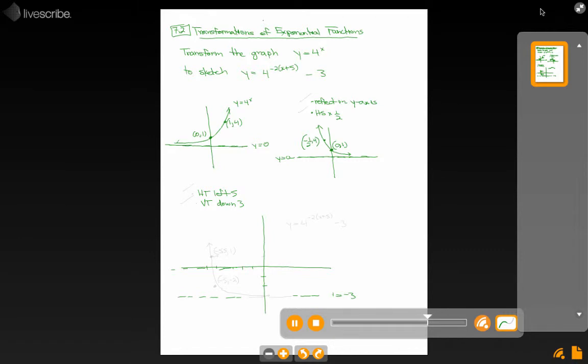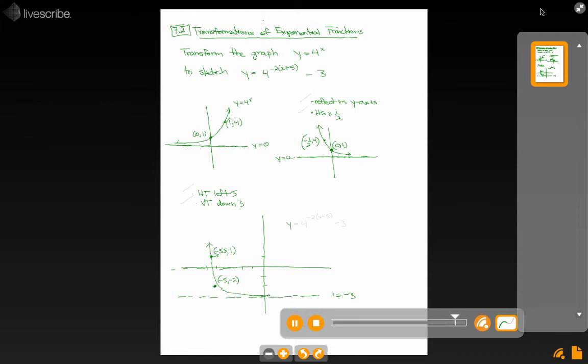So from (0, 1), if I go left 5, I'm going to be at -5, and down 3 is going to be at -2. So 1, 2, 3, 4, 5 to the left, and down here, and I have (-5, -2) as a point on my graph. The other point, if I go to the left 5 units, is going to become -5.5, and if I go down 3, it ends up being positive 1. So I end up with (-5.5, 1), and I can connect my dots.